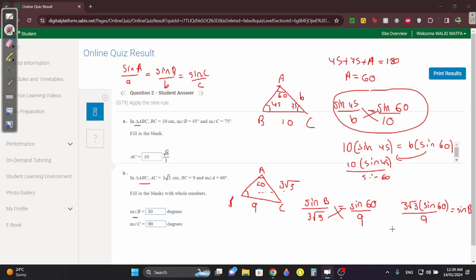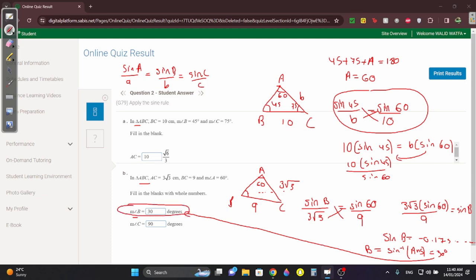You're going to get a really long decimal. Sine B will be equal to something like negative 0.175, whatever. It's a long decimal. So how do you find the angle? You do inverse sine of the answer you got, and you should get 30 degrees. You'll get 30 degrees after you do this.